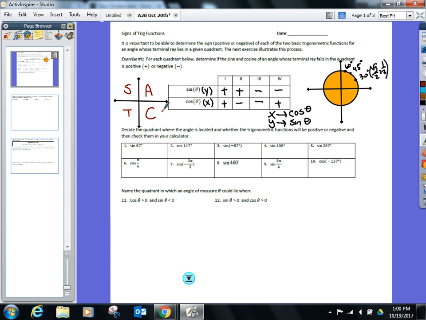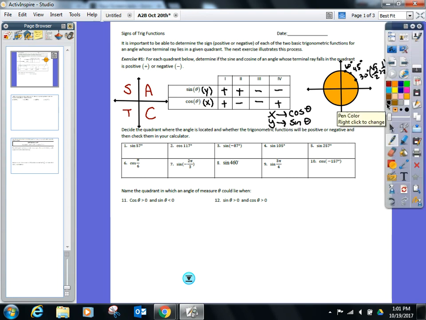Now that's what we're going to do here in problems 1 through 10. We're going to go through each of them. We're going to name the quadrant they're in. And then based on the quadrant and the function, sine or cosine, without using our calculator, we're going to be able to tell if it's positive or negative. All right, so let's go to the first one, the sine of 57.